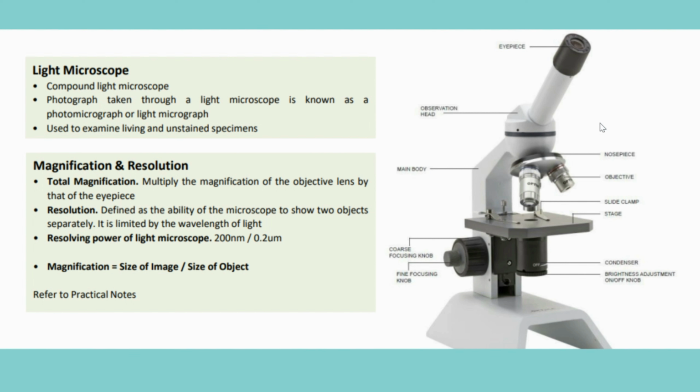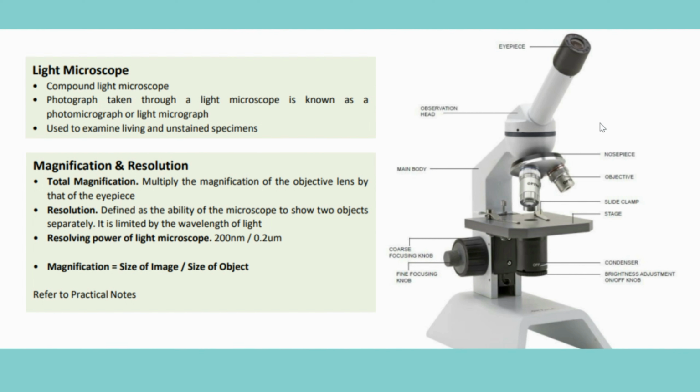So you need to be able to know the different parts of a light microscope, how to label them, and when you must change or adjust certain knobs, such as your coarse focusing knob or your fine focusing knob, in order to improve magnification or resolution. Your total magnification is found when you multiply the magnification of the objective lens by that of the eyepiece. Your resolution is defined as the ability of the microscope to show two objects separately, which means you show them distinctly, and it is limited by the wavelength of the light. And you also have the resolving power of the microscope, which is 200 nanometers.